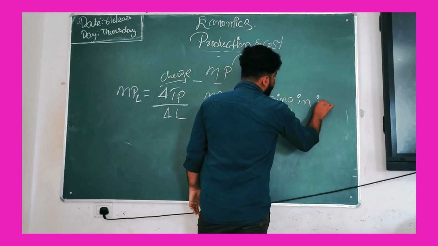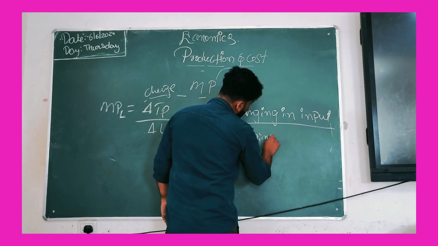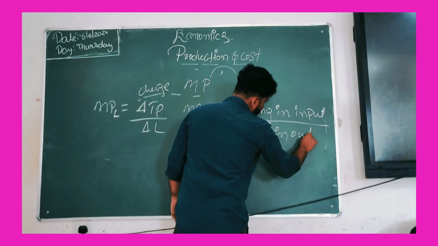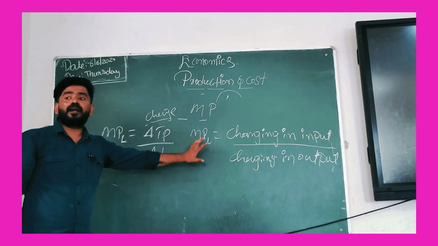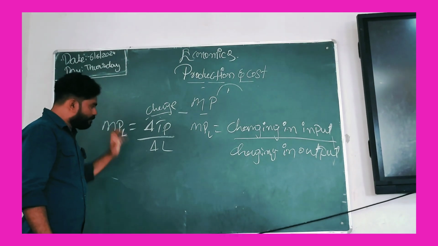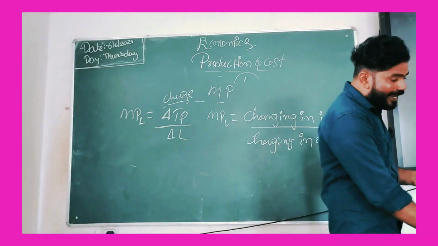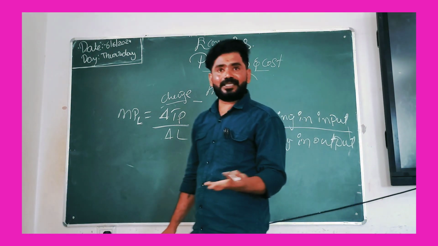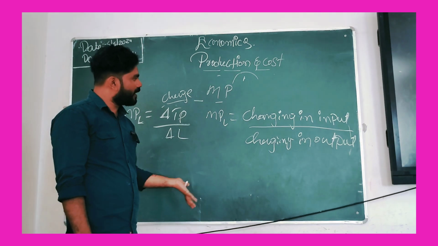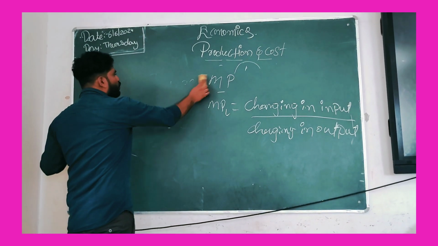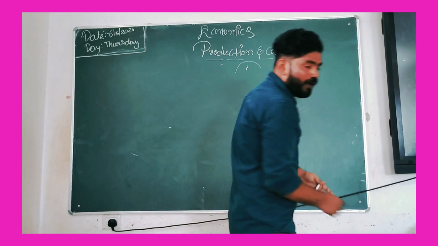So MPL is equal to the change in output divided by the change in input. We find out this marginal product with a diagram. Without a diagram we can't understand this marginal product. This is the last topic, this diagram. After completing this diagram, the total, marginal and average product come to an end.